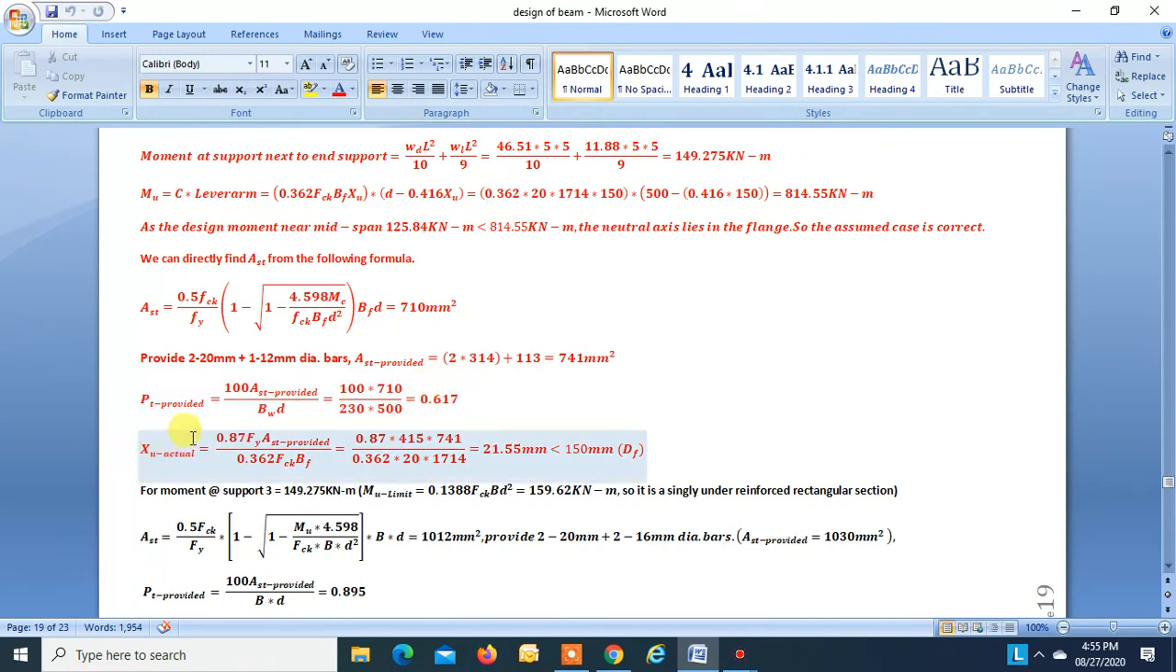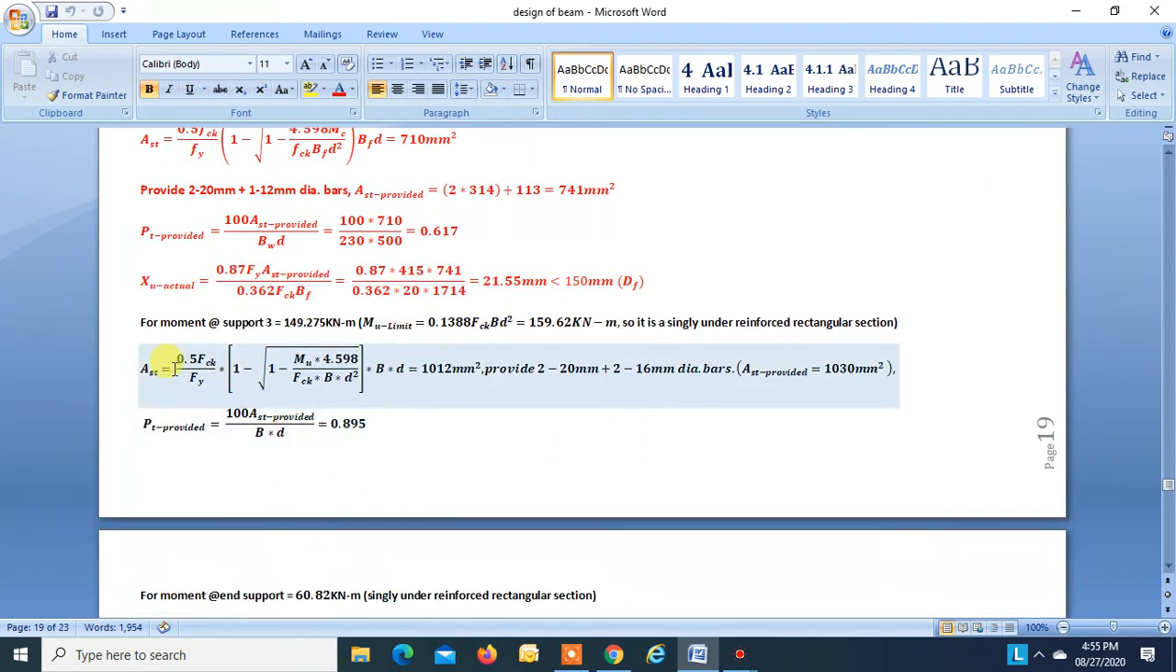So PT provided is 0.67. Max is C equal to T. This is T, and this is C. XU is over here. And so you find XU equal to 21.55, which is less than 150. So the actual neutral axis falls inside the flange. Okay, so this is proved over here, right?